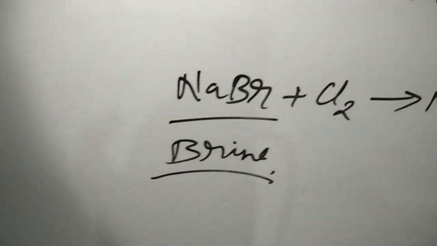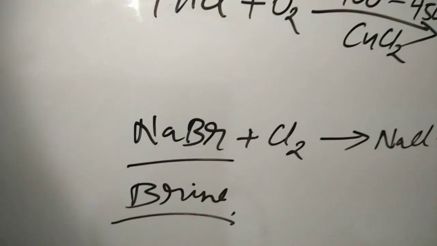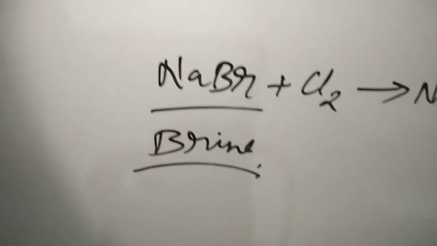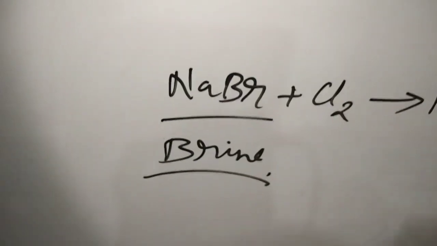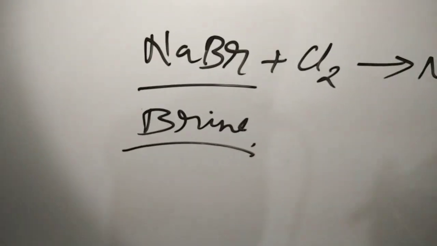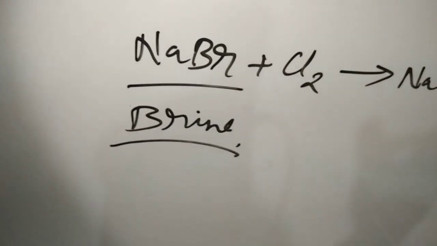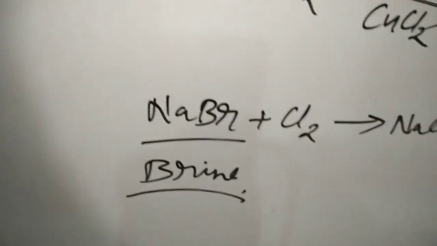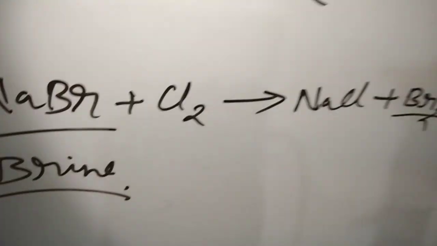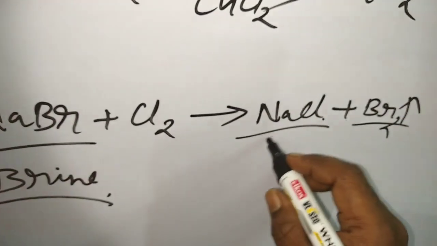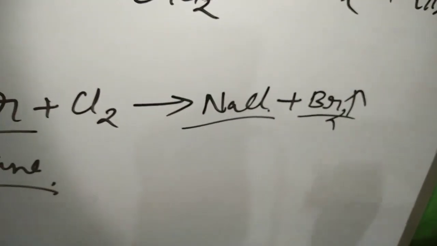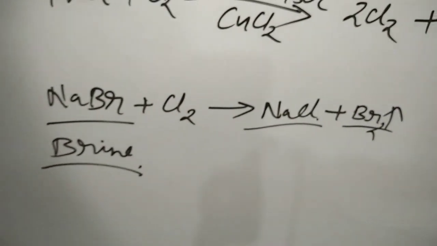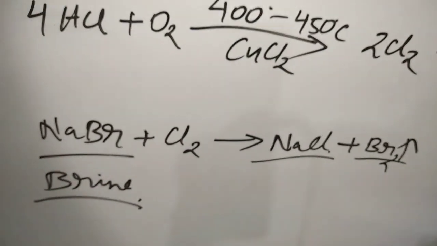Now what is brine solution? This NaBr is a salt. Yes students, this salt will be mixed with water to make the brine solution. Brine is nothing, the mixing of salt with water is only the brine solution, and after that chlorine gas will be ejected into that water, and then NaCl salt will be formed, that is the aqueous form of NaCl, and bromine will be released as gas. Okay students, by this process only bromine is extracted, and same way iodine also.